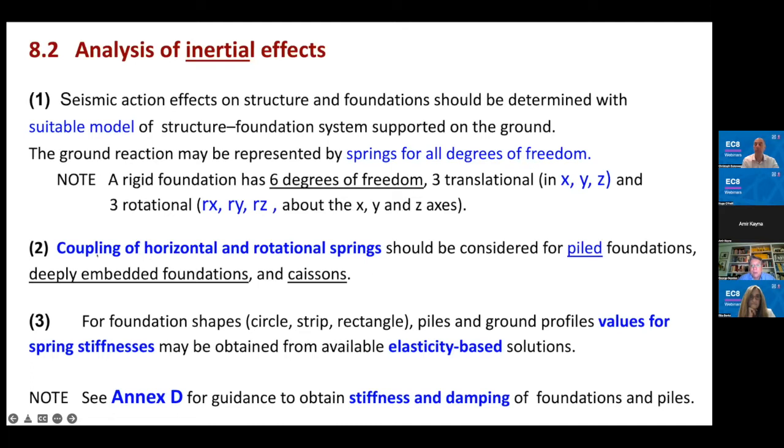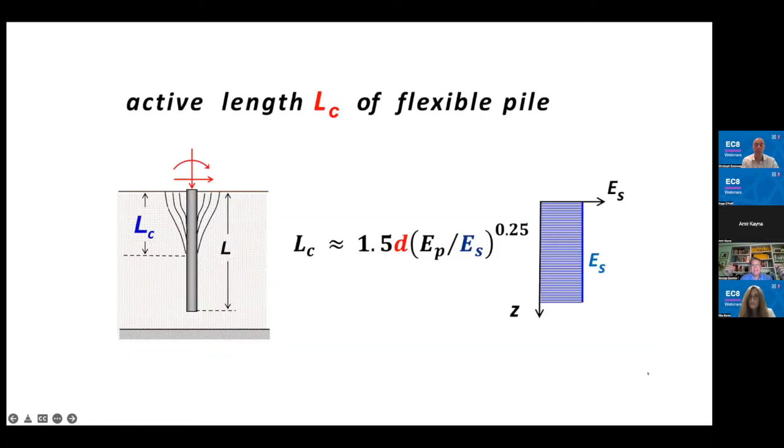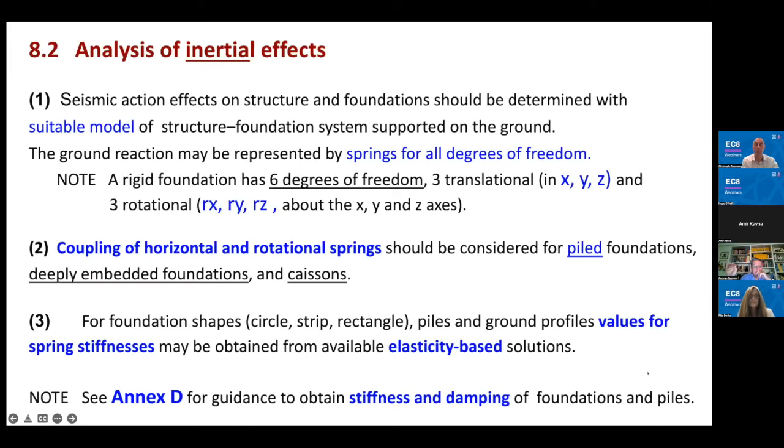Coupling of horizontal and rotational springs is absolutely necessary for pile foundations. They give a totally different answer with and without coupling between horizontal KX and the rotational KRY. For shallow foundations, it's not important. It is very important for pile foundations and deeply embedded foundations, caissons and so on.